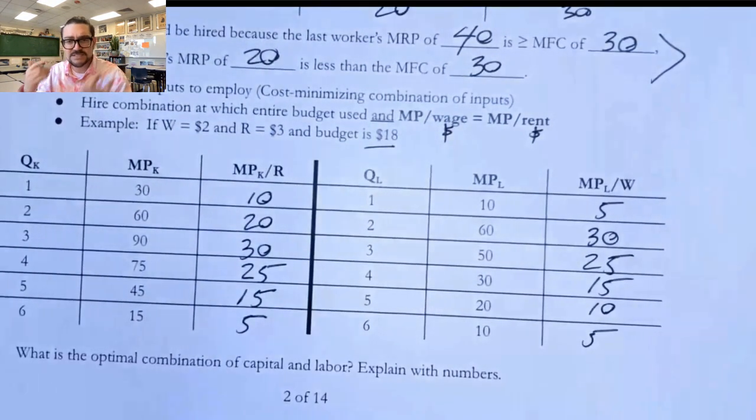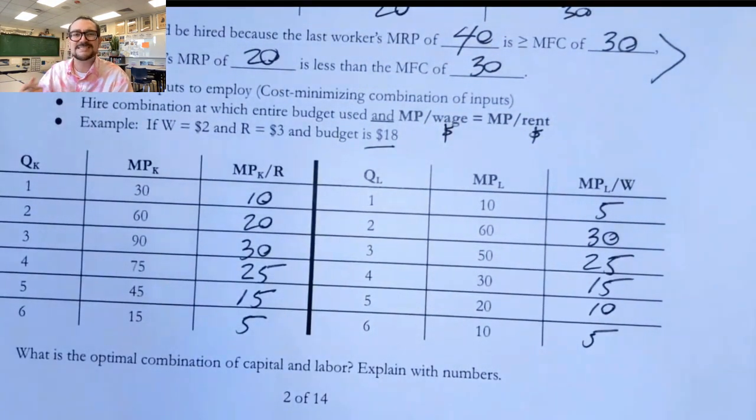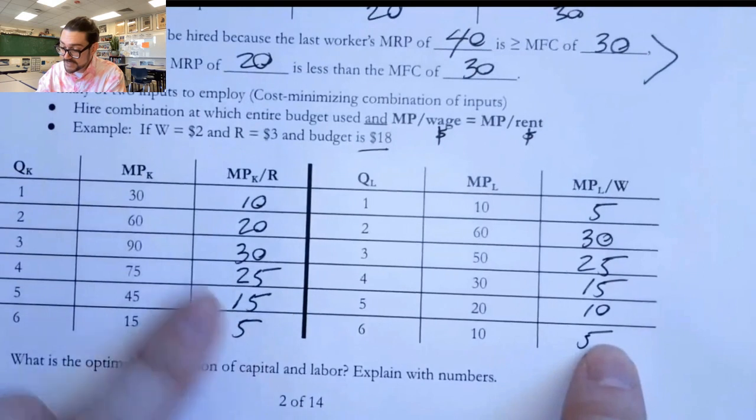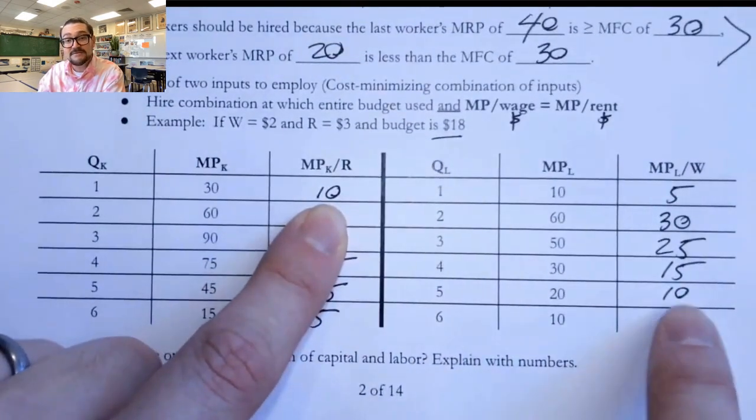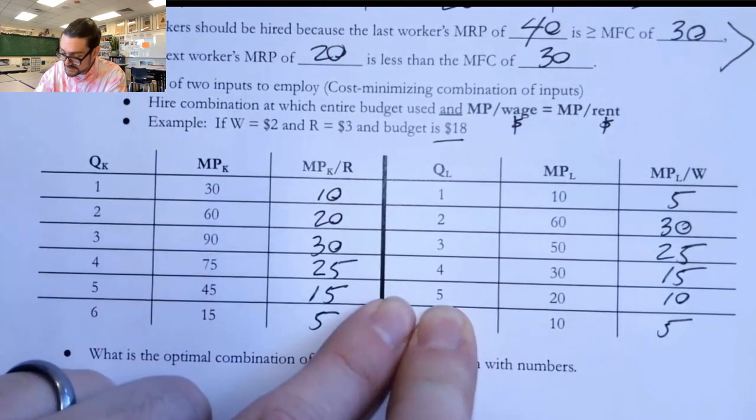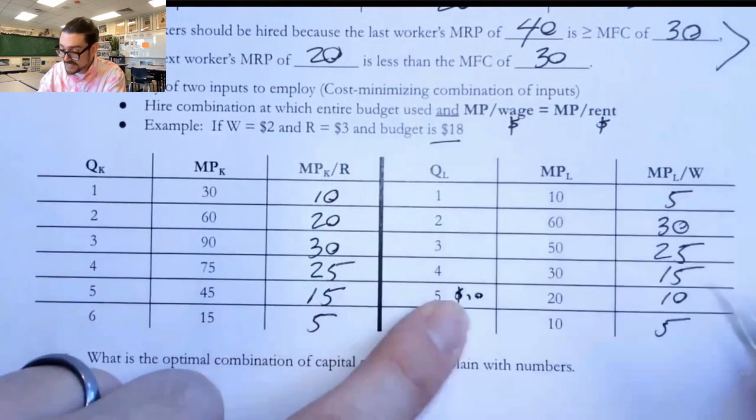And now we just test the possibilities. I'm always going to tell you, test the middle one first. Or you can start at the bottom and work your way up, whatever order you want. But we could see 10 and 10. Let's test that possibility and see why it's actually not going to be right. 5 workers would cost us $10. So this 10 is equal to this 10.